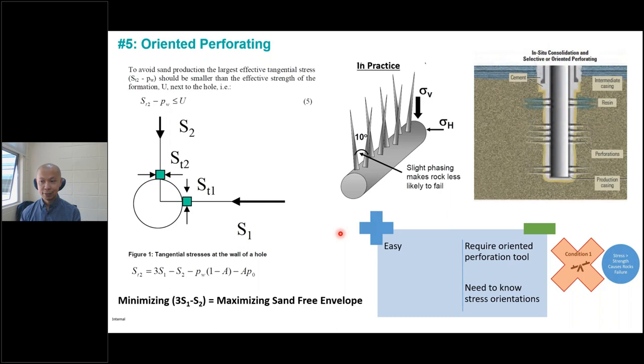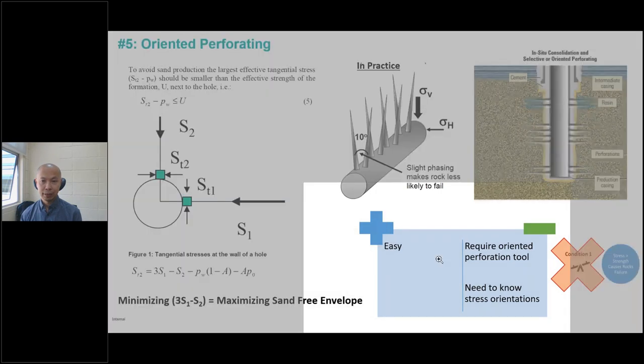Okay, so I mean to say that the maximum horizontal stress and minimum horizontal stress have a lower differential stress. Okay, so that's in practice. But the right way is to conduct a proper study through geomechanics to determine which orientation helps us to minimize this differential stress acting on our hole or on our wellbore. By minimizing this, we are maximizing the sand-free envelope basically.